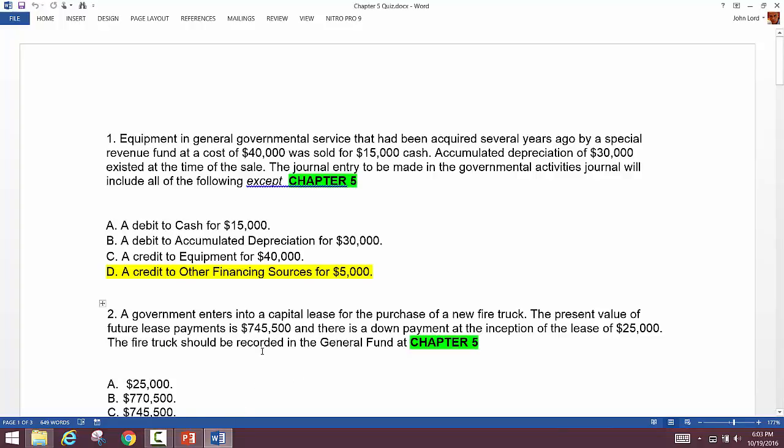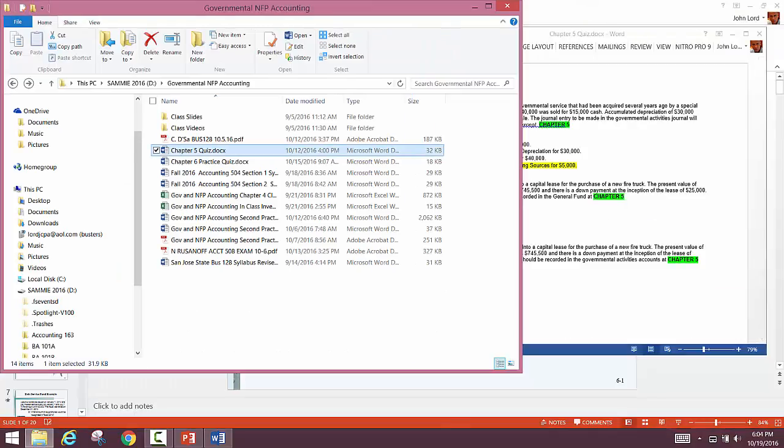Let's take a look at the Chapter 5 quiz questions that we started last time. Okay, and we didn't start them, but we looked at Chapter 5, and then we were going to go through the quiz questions, right? So let's just take a look at a couple of these, and you can go ahead and help me out with these as we go along.